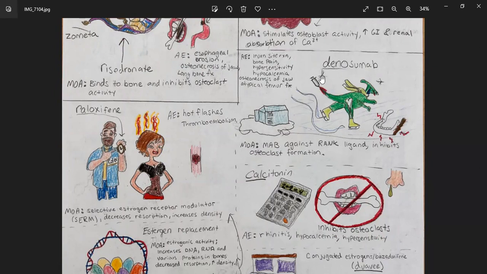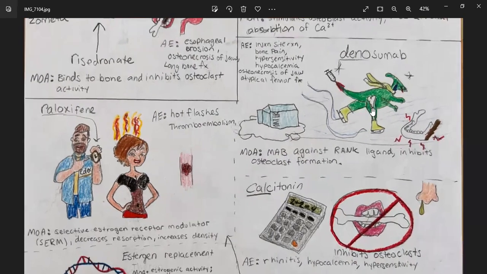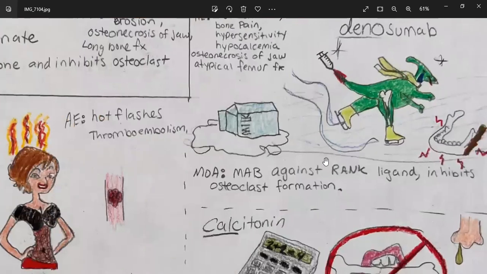Adverse effects are injection site reactions, bone pain, hypersensitivity. He's got a little tear dripping down his face. He's very sensitive. Hypocalcemia. We spilled the milk, we spilled the calcium. Hypocalcemia. Osteonecrosis of the jaw, and then atypical femur fractures. Again, he looks like he has a femur fracture right there.